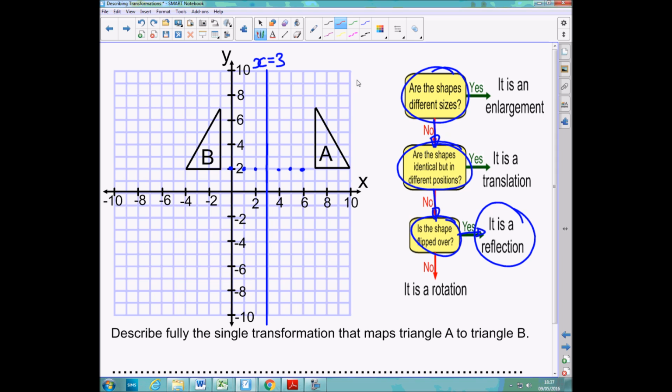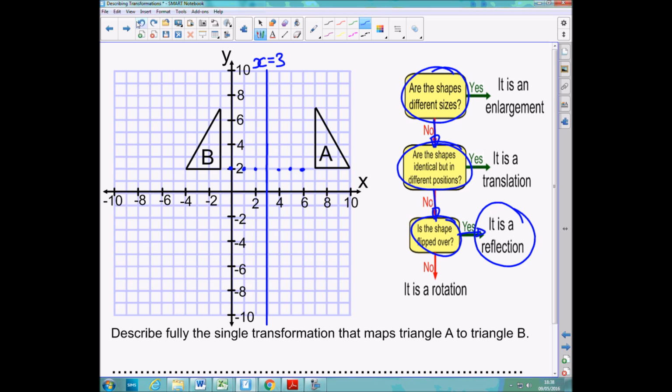Horizontal lines are slightly different. Here I have an example of a horizontal line. Now this is going through the y-axis at the number -4. So here, a horizontal line I will call y equals -4.